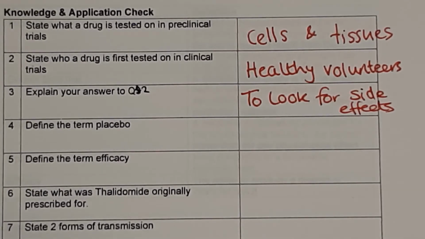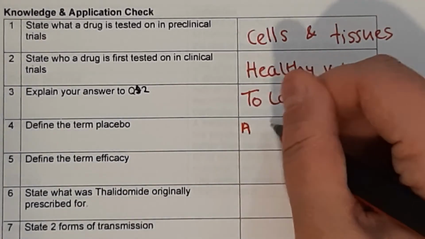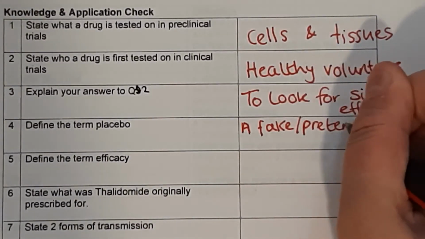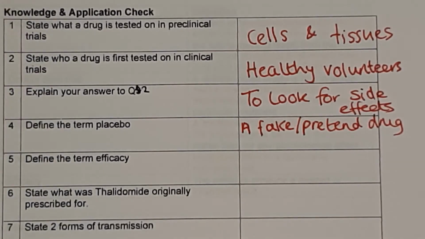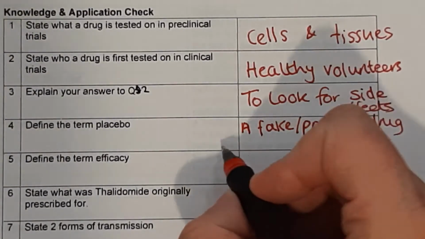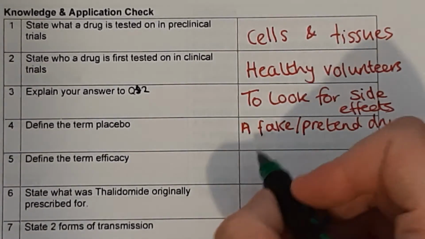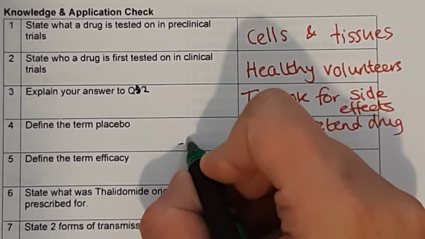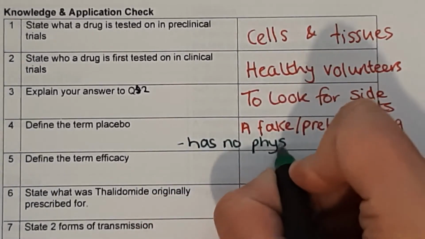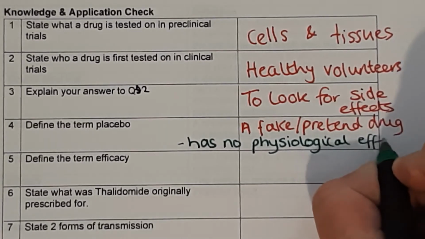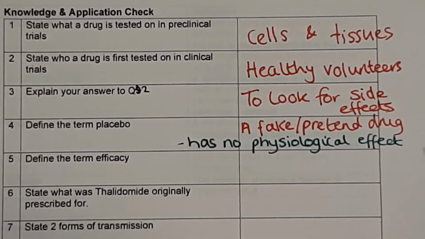Question 4. Define the term placebo. So a placebo is a drug that has no physiological impact. In fact, it's not really a drug. It's a pretend drug. Okay? So saying it's a fake or pretend drug will get you the mark. If you could add that it has no physiological effect, that would be very helpful because that's a good extension to that answer. So the green part is not necessary to get the mark, but very important.